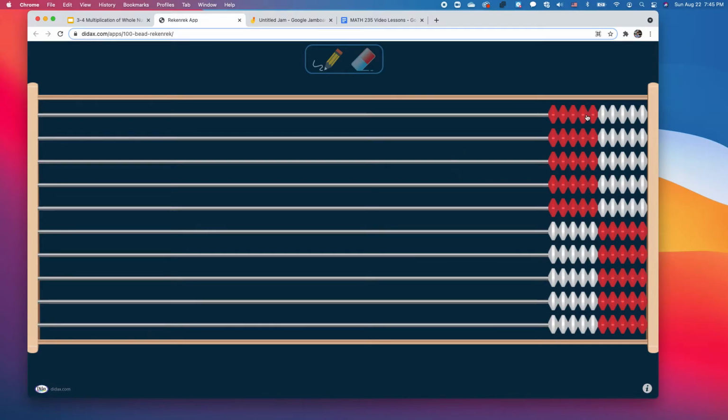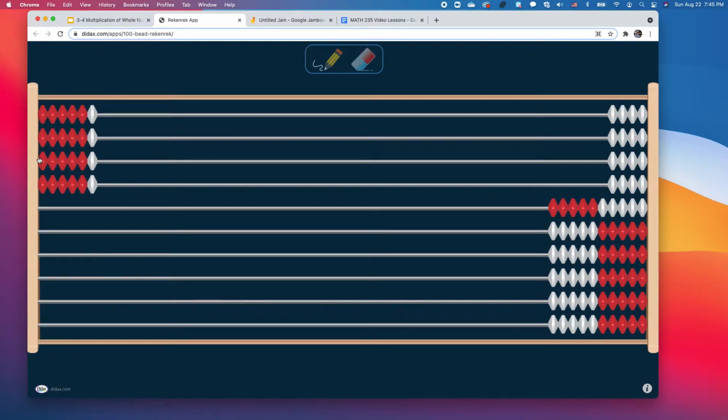Rekenrek. I love the rekenrek. So for example, if we are doing 6 times 4, I have 6 plus 6 plus 6 plus 6. You can see that makes 10, 20, and 4, 24. Students can find the answer very easily, right?